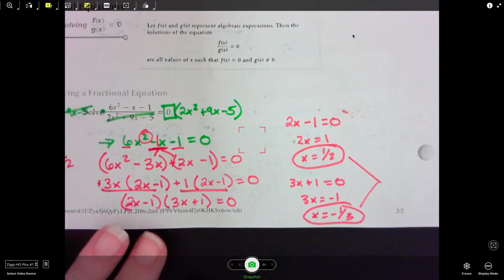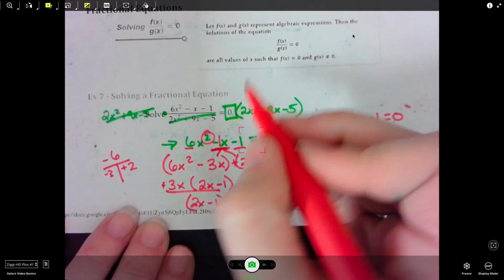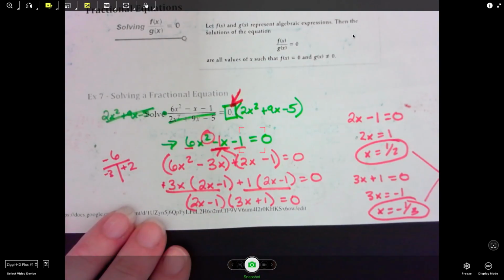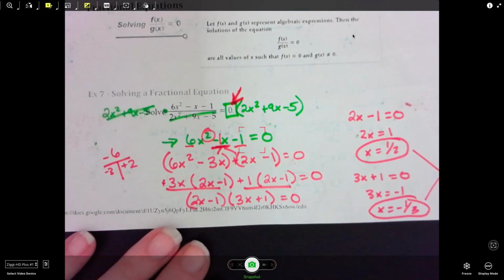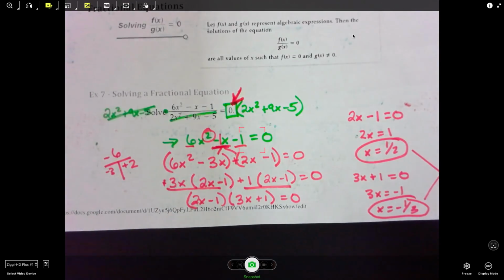Okay? That's a fractional equation. Again, that bottom just cancels out as long as this guy over here is 0. Okay? Which he should be for all of the problems they give to you on your homework. That should be equal to 0. So, there's how you do those. That's it.